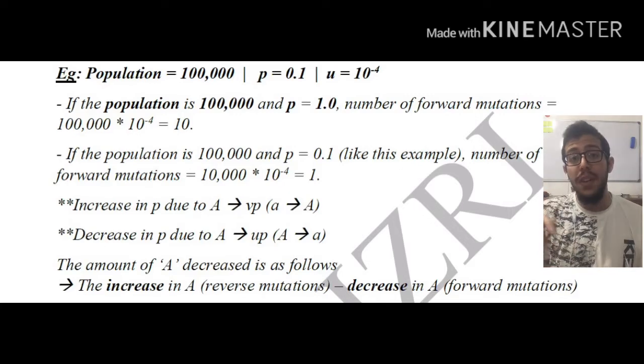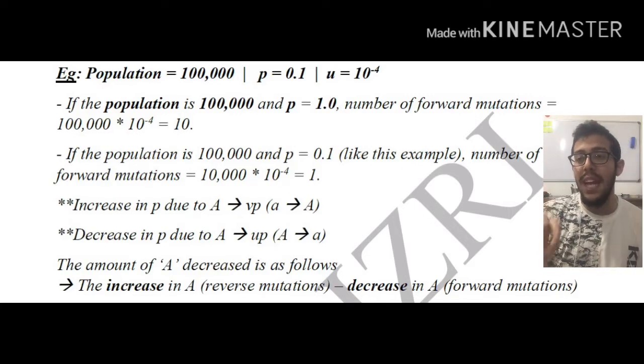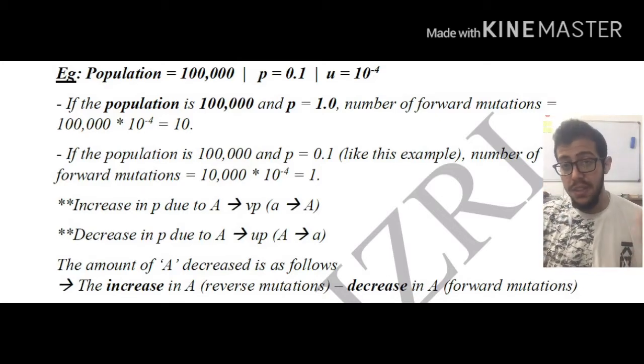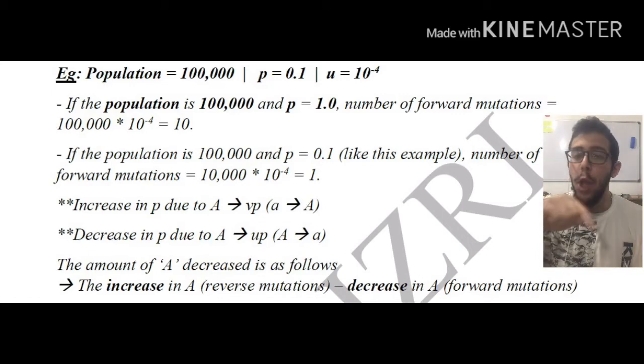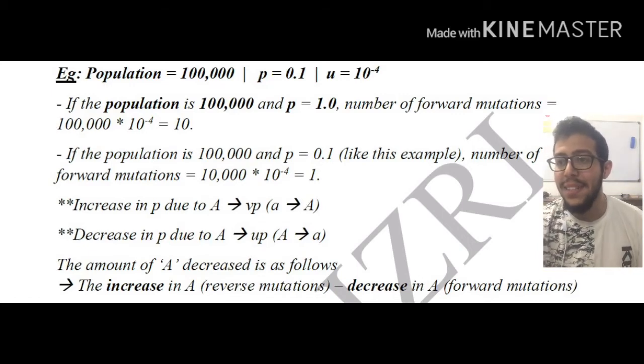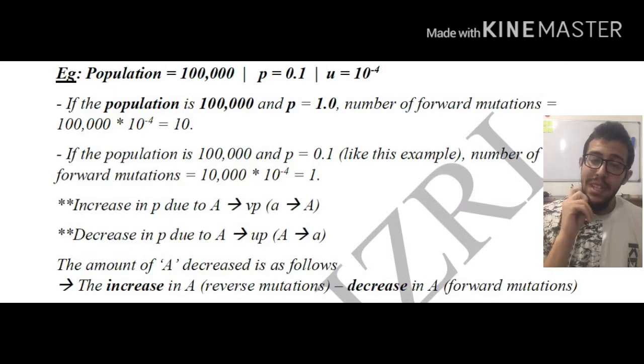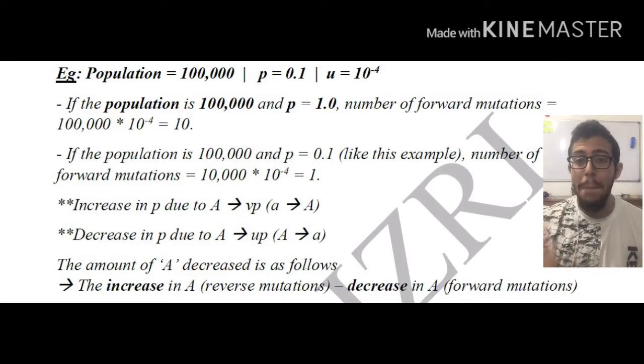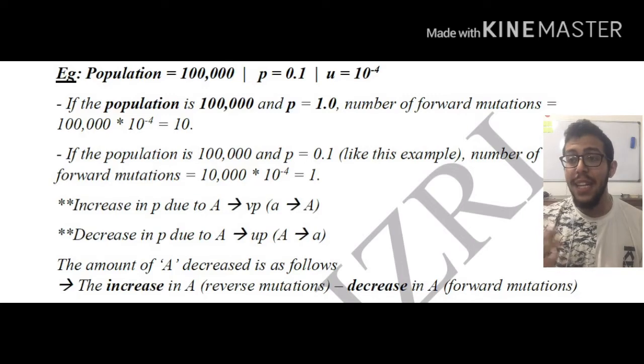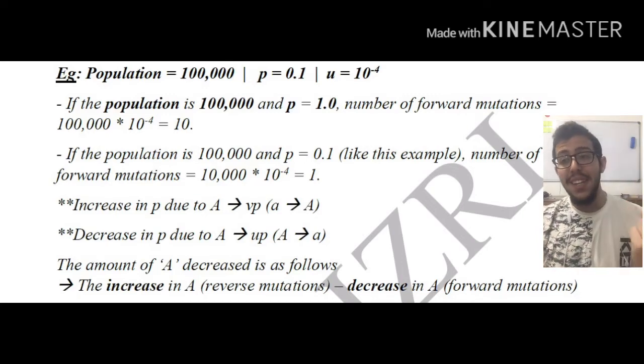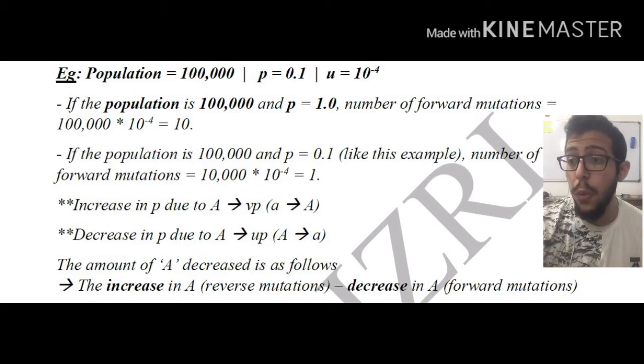If we want to, however, calculate the decrease in the frequency of our allele, all we have to do is calculate the forward mutation rate, since we're converting capital A into small a, multiplied by the population at hand. Now, if we want to reach a conclusion, the amount of the capital A decreased is as follows: the increase in A, which is the reverse mutations, minus the decrease in A. Simply speaking, we've got the number of reverse mutations minus the number of forward mutations.